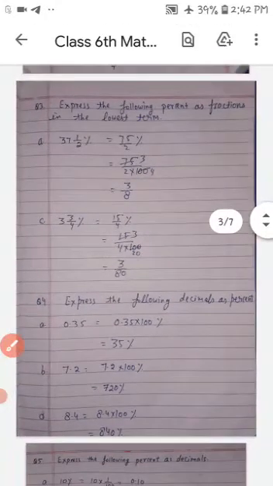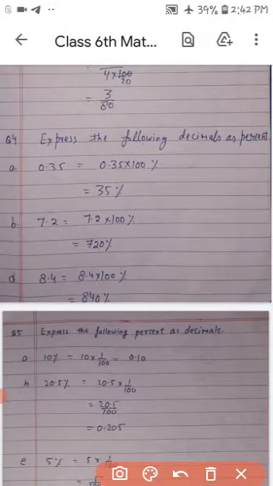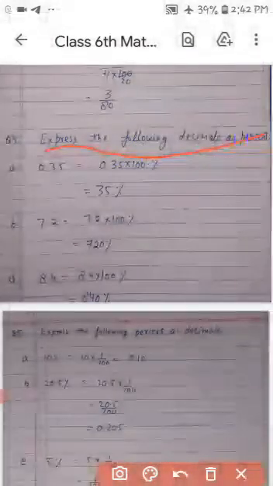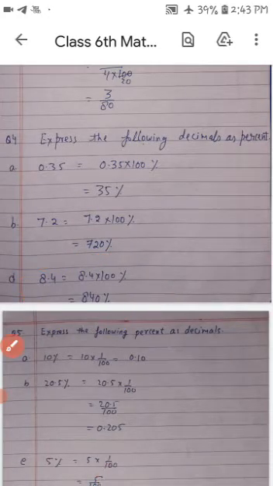Question number 4. Express the following decimal as a percent. 0.35, multiply by 100 and write the percentage sign, equal to 35%. 7.2 into 100, multiply and write the percentage sign. Now 7.2 multiplied by 100 equals 720%. 8.4 multiplied by 100 and write the percentage sign. Answer is 840%.